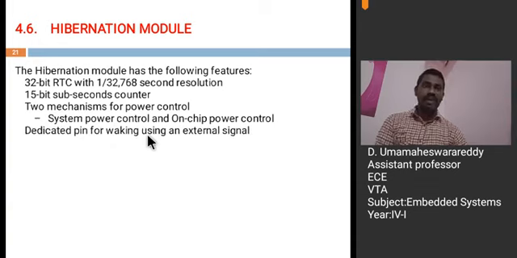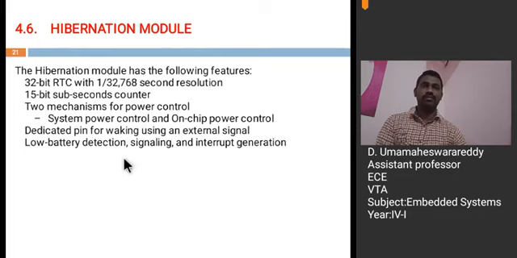Next, it has a dedicated pin for waking up using an external signal. As I said, with the help of an external signal on the wake up pin, you can bring the processor or peripherals back into the running state. It also has low battery detection.